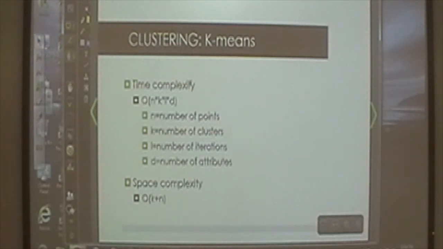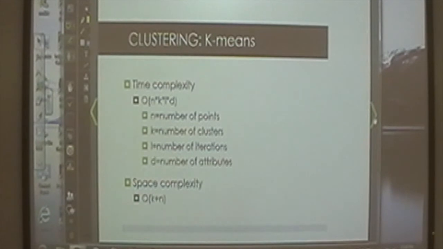It has its time complexity, which depends on the number of points, the number of clusters, the number of iterations, and the number of attributes. Space complexity is not necessary at this point. The upshot is this can get pretty complex pretty fast.